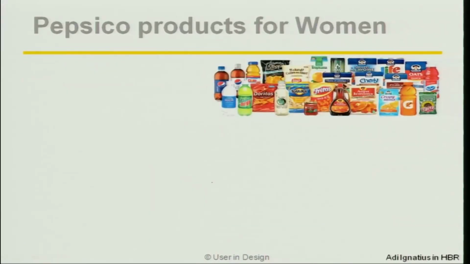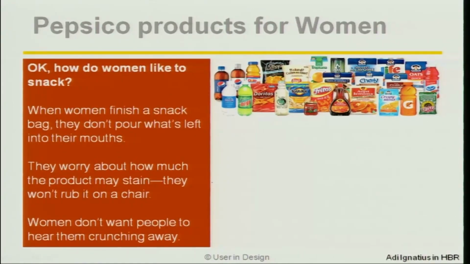What did they do? They went and they spoke with women and they tried to understand women's behavior characteristics. So how do women like to snack? When women finish a snack bag, they don't pour what's left into their mouths, right? They won't take it and pour it, which men tend to do. This is what their research told them, that men often do that. They worry about how much the product may stain. They won't rub it on a chair or on their jeans, right? They would worry if they're eating a particular snack, is it giving a stain on the hand?